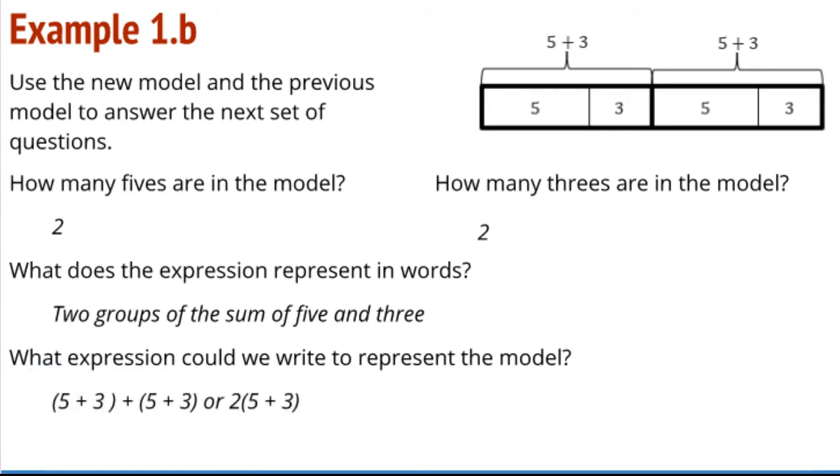Here are a couple of ways that I could write that. First, 5 plus 3 and 5 plus 3. But you'll remember that multiplication is repeated addition. In this case, we are adding together over and over again 5 plus 3. So I could write this as a multiplication expression. 2 of 5 plus 3.